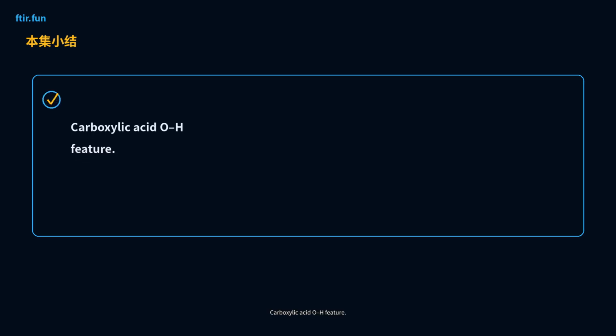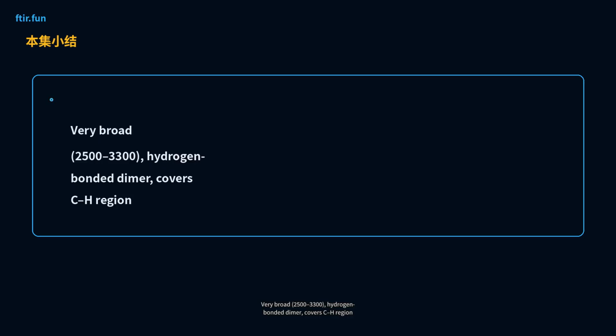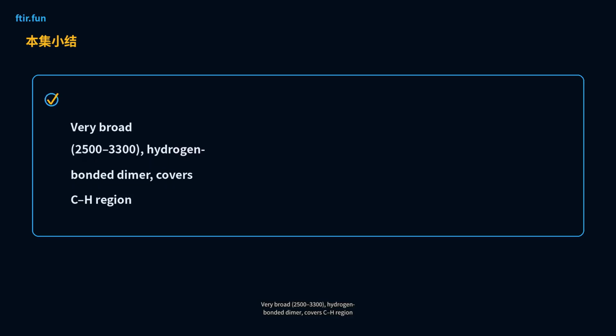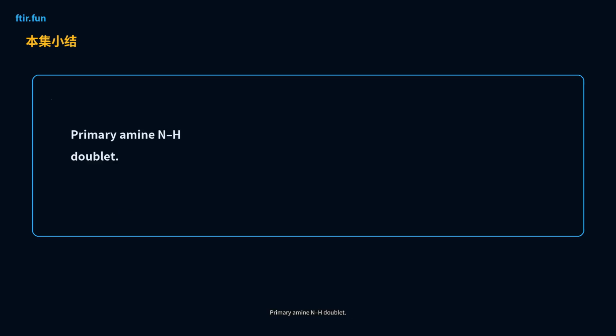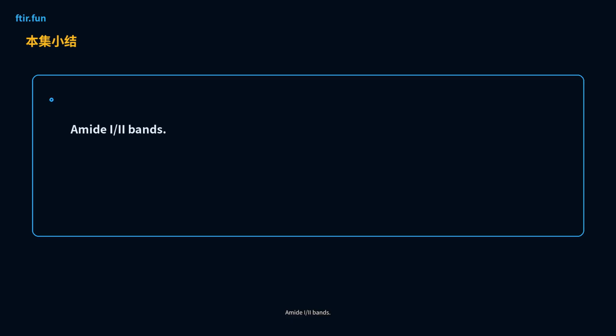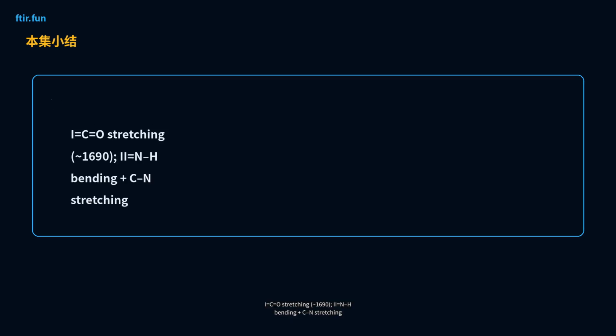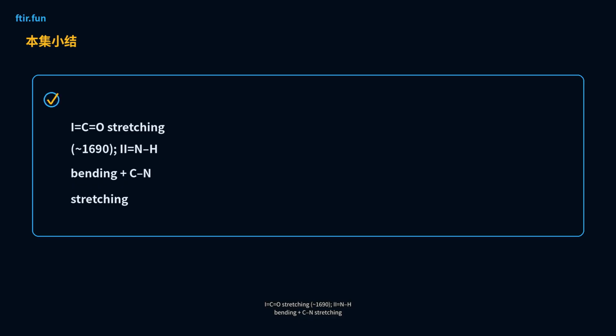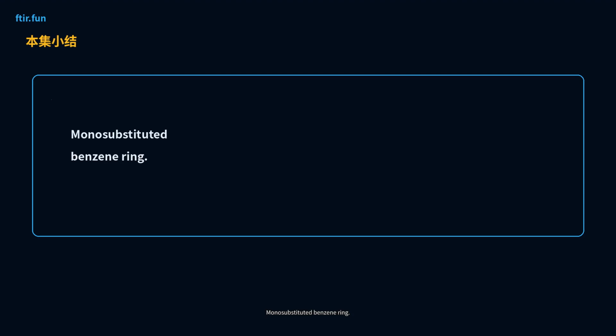Carboxylic acid O-H feature: very broad, 2,500 to 3,300, the hydrogen-bonded dimer covers the C-H region. Primary amine N-H ends are doublets. Asymmetric plus symmetric stretching doublet equals primary amine. Amide: I band is C=O stretching at 1,690, II band is N-H bending plus C-N stretching.